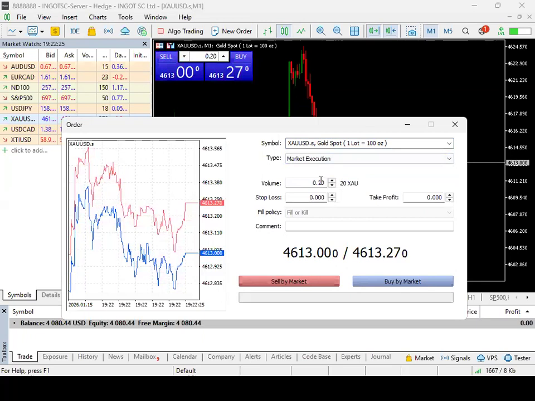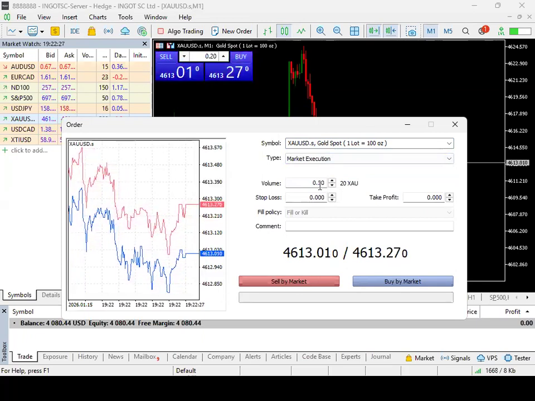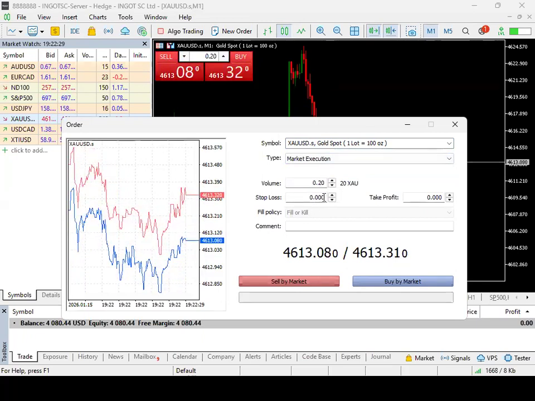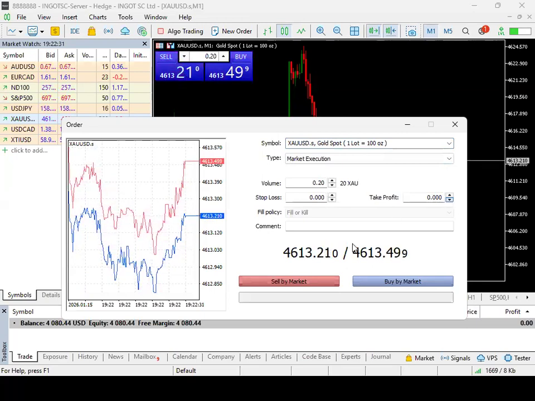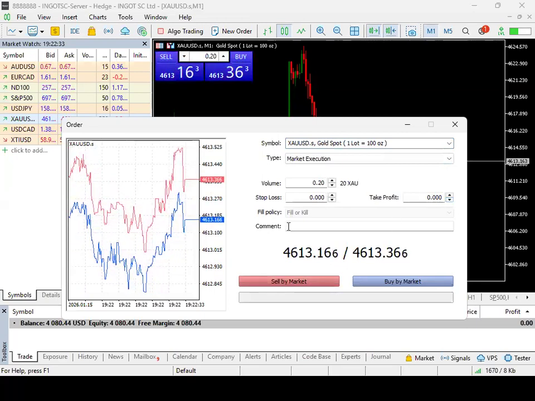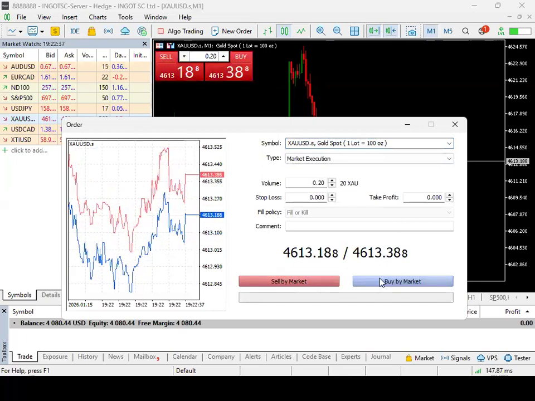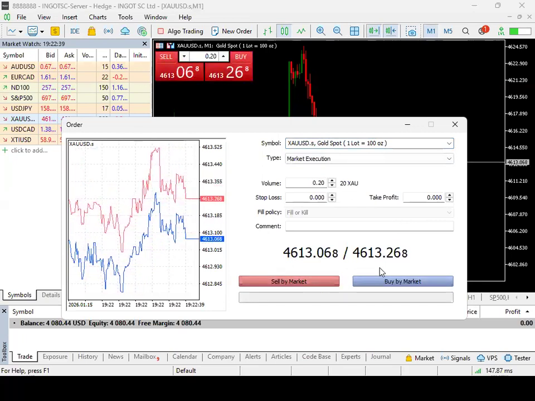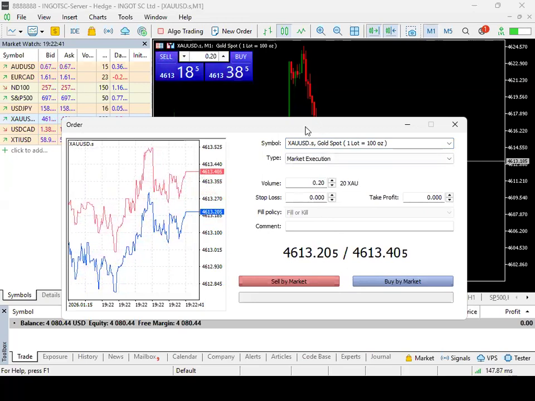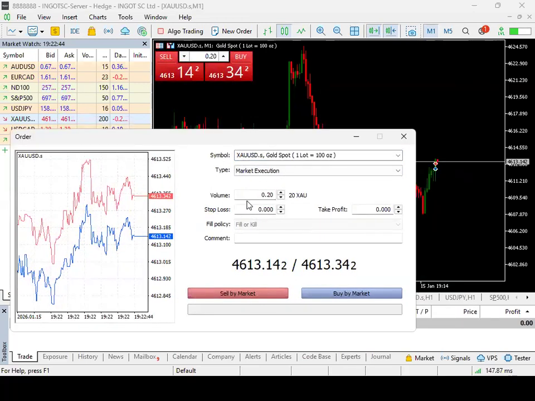And then I choose the lot size that I want, I put the lot size here, stop loss area, take profit area over here. And then you can write some comment if you want, maybe you can just write some comments and then boom, sell or buy. Okay. That's possible for you to do in that way.